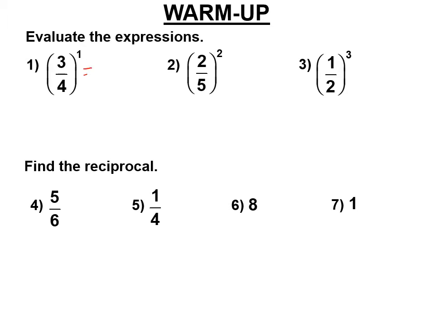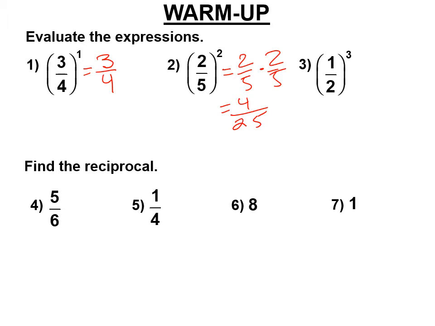So 3/4 to the first power is 3/4. 2/5 squared, and whenever you have fraction bases, you're going to need parentheses around it. This is 2/5 times 2/5. So what's that? Well, what's the rule for multiplying fractions? When you multiply the tops, 2 times 2 is 4. You multiply the bottoms, right? 5 times 5 is 25, right? Don't keep 5. That's an adding rule.